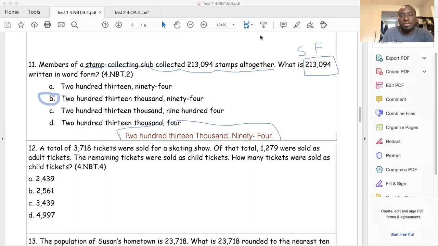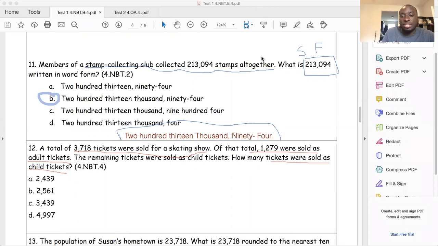Number 12. Number 12 says a total of 3,718 tickets were sold for a skating show. That's important information. Let me underline that. That was a horrible underline. Right. Of that total, 1,279 tickets were sold as adult tickets. The remaining tickets were sold as child tickets. How many tickets were sold as child's tickets?